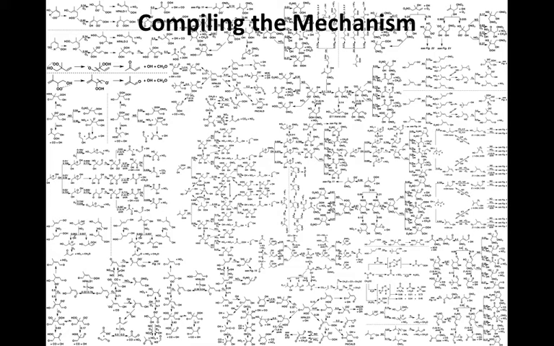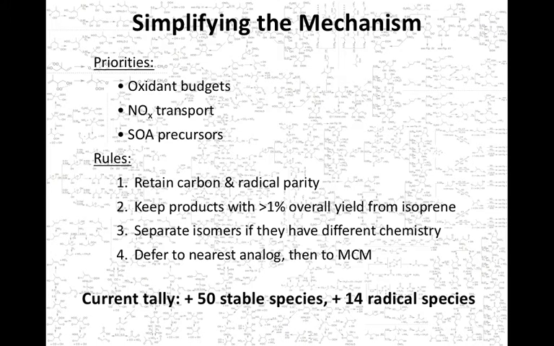So that's what we've been working on most recently, simplifying that down, coming up with a more condensed mechanism that is viable for people who don't feel a need to know what happens to isoprene, but do want to know the importance of isoprene for various things that matter to atmospheric chemistry in general, such as oxidant budgets, the transport of NOx through isoprene nitrates, and how isoprene contributes to aerosol formation, among other things. These are just some of our big priorities as we condense down this mechanism, and in the process make sure to retain carbon and radical parity, not lose any products that might contribute to the carbon or radical pool.